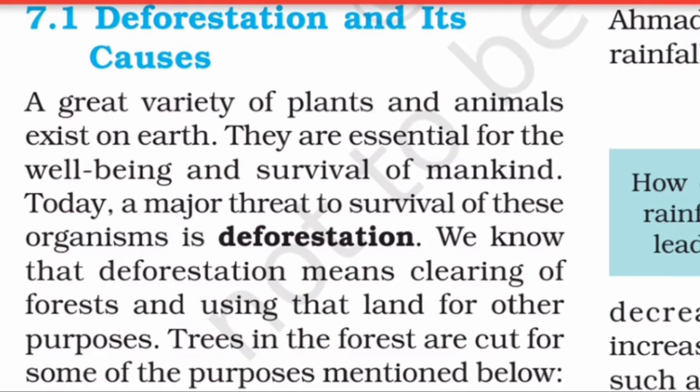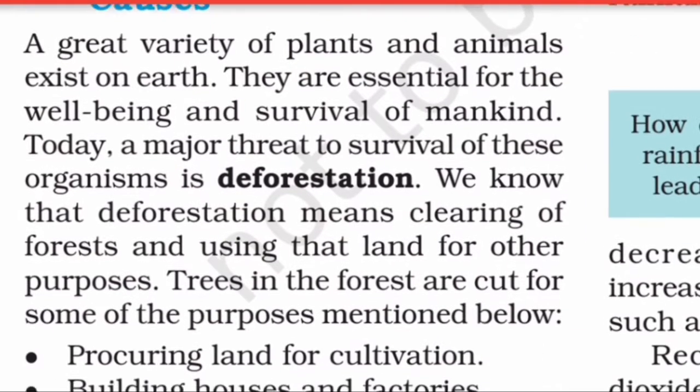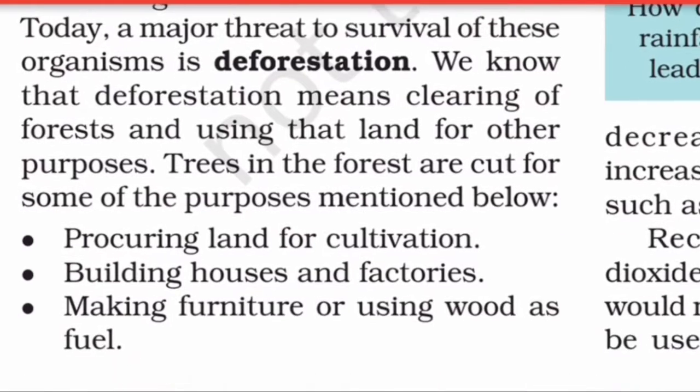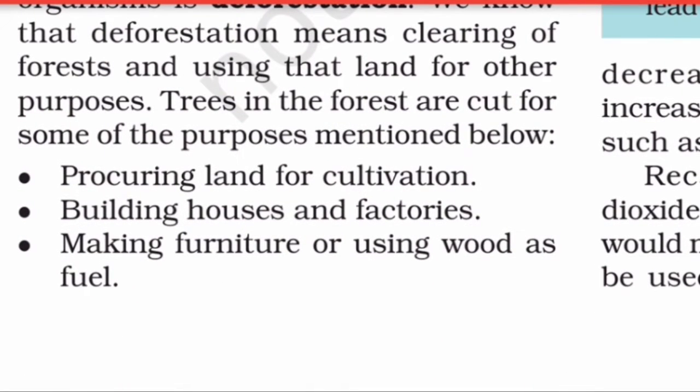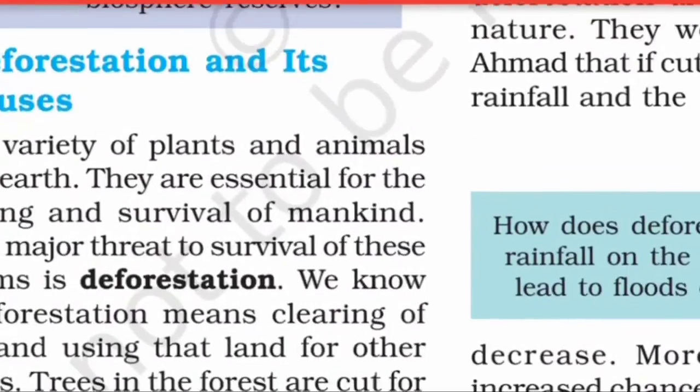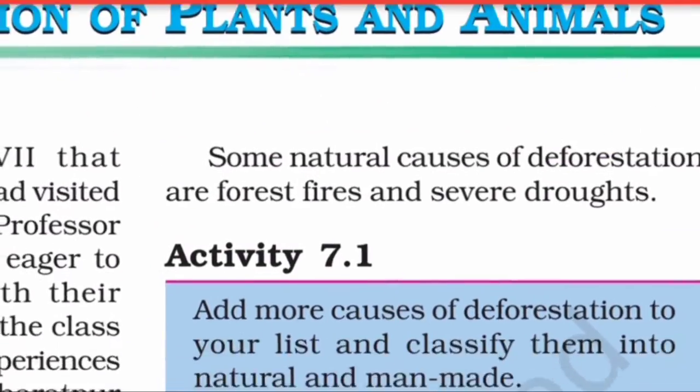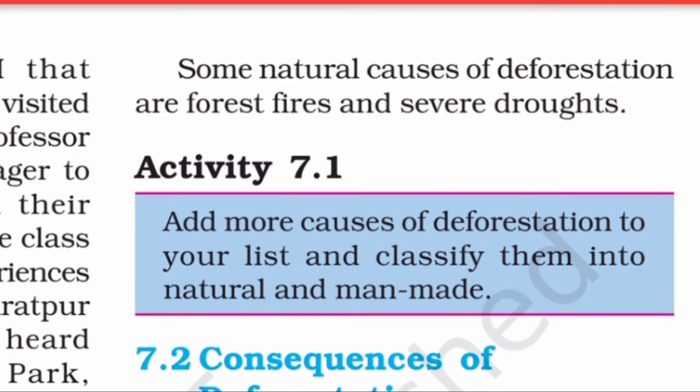Deforestation means cutting down of trees. We know that deforestation means clearing of forest and using that land for other purposes. Trees in the forest are cut for some of the purposes mentioned below, like procuring land for cultivation, that is for doing agriculture, building houses and factories, making furniture or using wood as fuel. Some natural causes of deforestation are forest fires and severe droughts also.